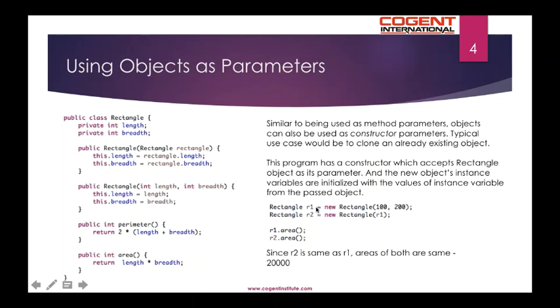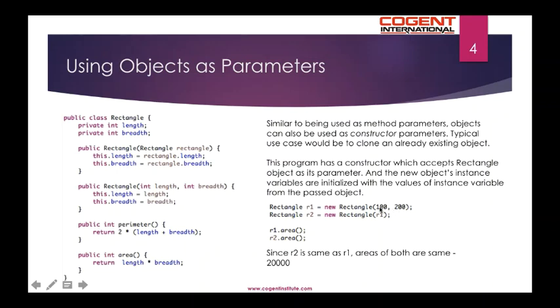So we have R1, which is constructed using a parameterized constructor which takes in the length and breadth values. Next, we have R2, which uses a parameterized constructor which takes in a Rectangle parameter. Here, R1.area and R2.area will produce the same result because both R1 and R2 are clones of each other.